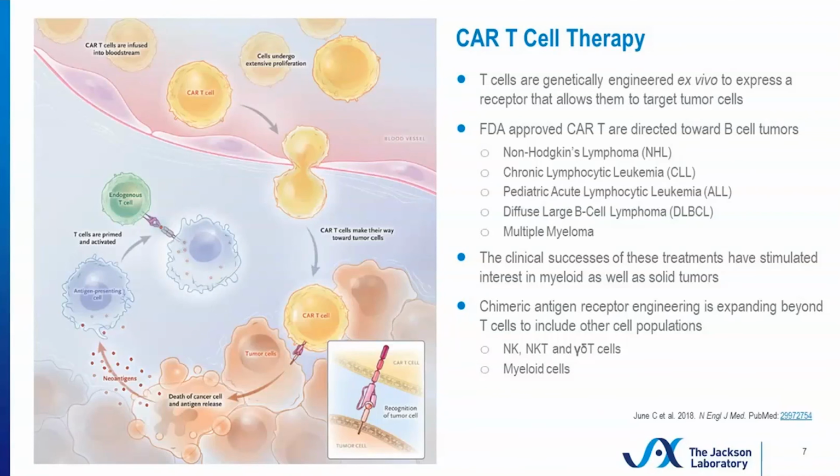These chimeric antigen receptors are also being applied to other cell types beyond just T cells, as we mentioned a moment ago. They include not only NK cells, but NK T cells and even gamma delta T cells, and of course the myeloid cell population that we've already mentioned.